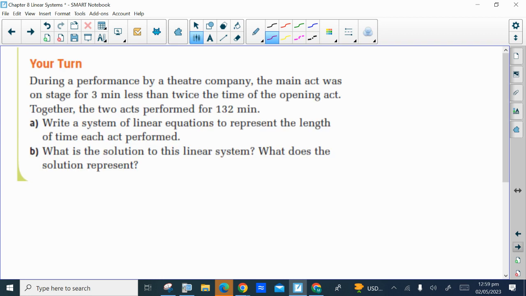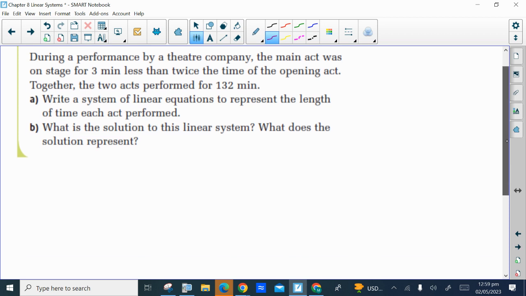Okay, so let's look at this one. During a performance by a theater company, the main act was on stage for 3 minutes less than twice the time of the opening act. Together, the two acts performed for 132 minutes. We want to write a system of linear equations to represent the length of time that each act performed. That's what we're trying to find.